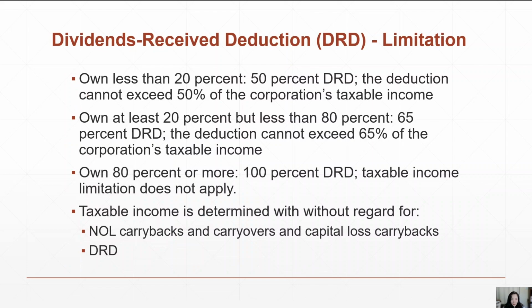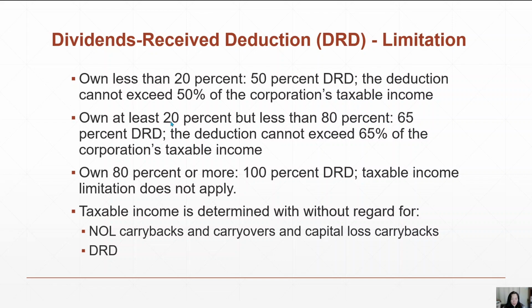Next, we're going to take a look at the dividend received deduction. The dividend received deduction is regarding the dividends received from the subsidiaries of corporations. In this case, if the corporation owns less than 20%, then the corporation will get a 50% dividend received deduction. However, the deduction cannot exceed 50% of the corporation's taxable income. This taxable income, of course, is the modified taxable income we just talked about in earlier slides. So there are two rules. Based on the ownership percentage, they only get a percentage of a dividend received deduction. And on top of that, the deduction cannot exceed 50% of the corporation's taxable income.